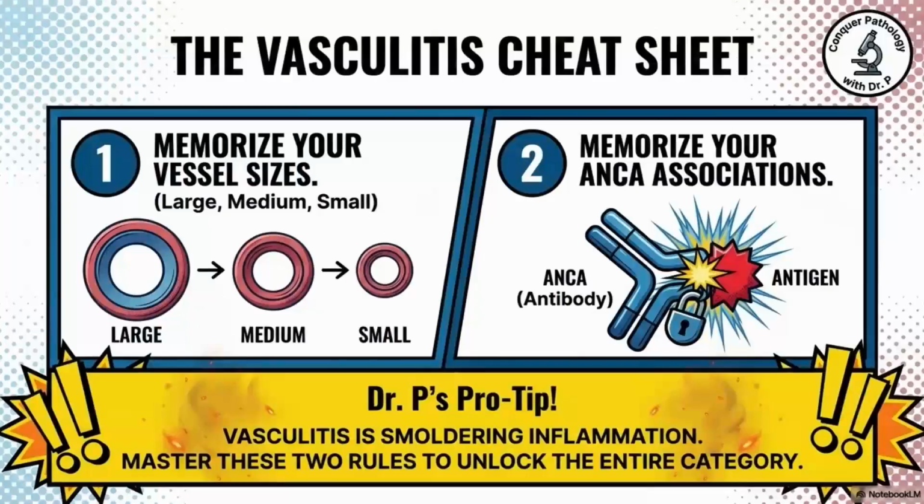And for our last review slide, we have the vasculitis cheat sheet. To memorize this, you must do two things. Memorize your vessel sizes, large, medium and small, and memorize your ANCA associations. And here is Dr. P's pro tip. Vasculitis is smoldering inflammation. Master these two rules to unlock the entire category.